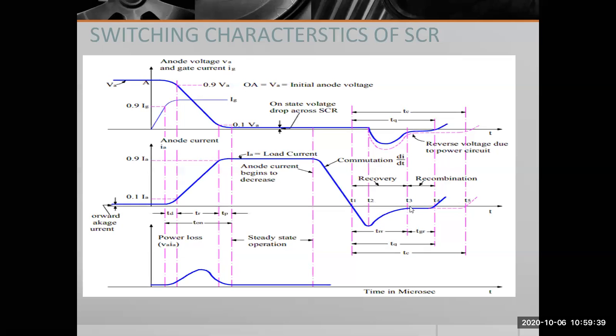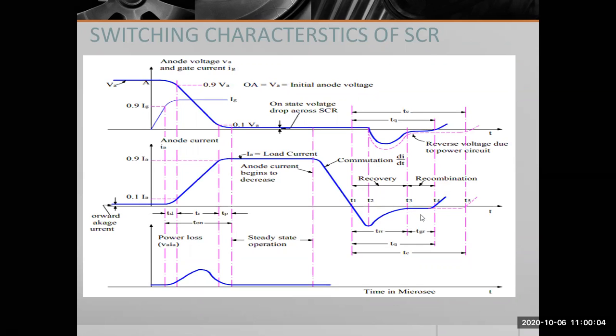That means during the time T2 to T3, the remaining 40% of excess charge carriers present in the outer layers are trying to be removed. That is nothing but the recovery time. During that recovery time TRR, the complete excess charge carriers are removed.